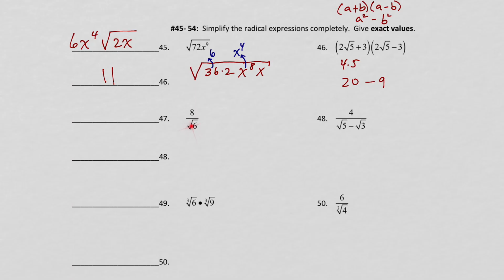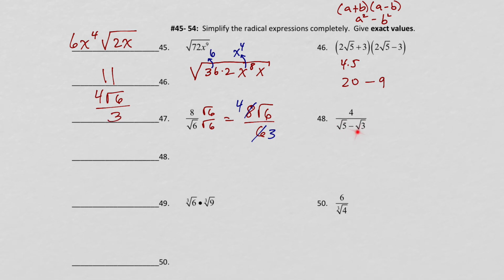For this, you rationalize the denominator by multiplying by root 6 on the top and bottom, and we end up with 8 root 6 over 6, and then we cancel. 2 goes into this 3 times and into this 4 times, so we end up with 4 root 6 over 3.